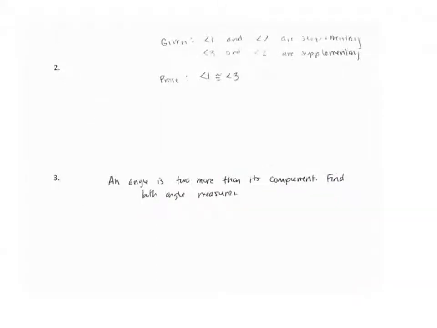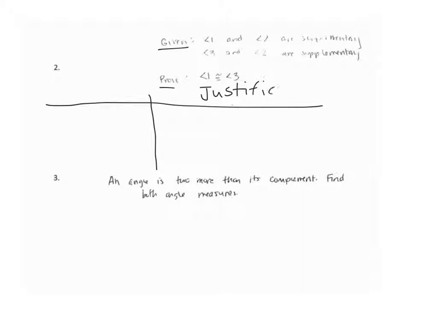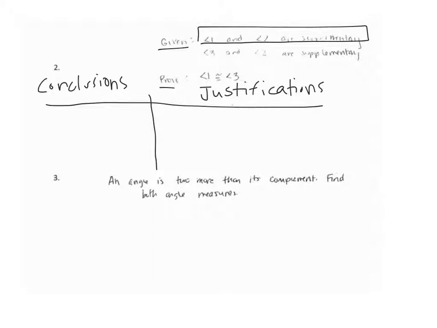Okay, here's another proof. When you're doing a proof, it has a given and what you need to prove. I'm going to draw a line right here. These are your justifications, and these are your conclusions. The first thing that you always want to write in a proof is the given. So the given is angle 1 and angle 2 are supplementary. The justification is given.